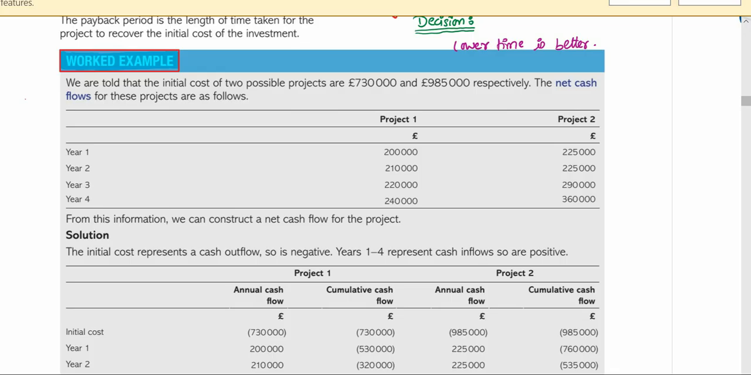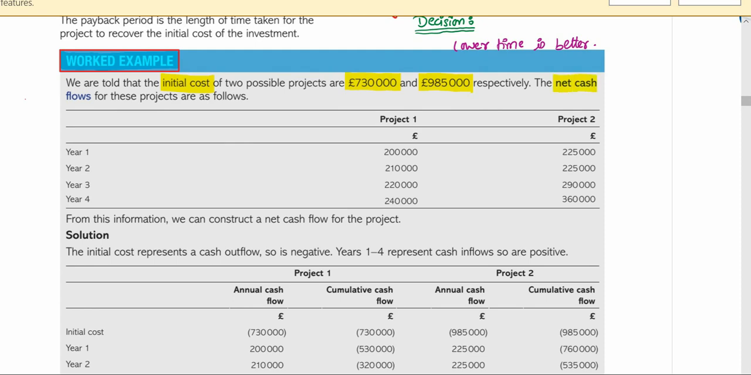Okay, so we are told the initial cost of two possible projects. These are the two possible projects. So these are the initial costs: for project one, that is 730,000, and for project two, that is 985,000. So these are the net cash flows.